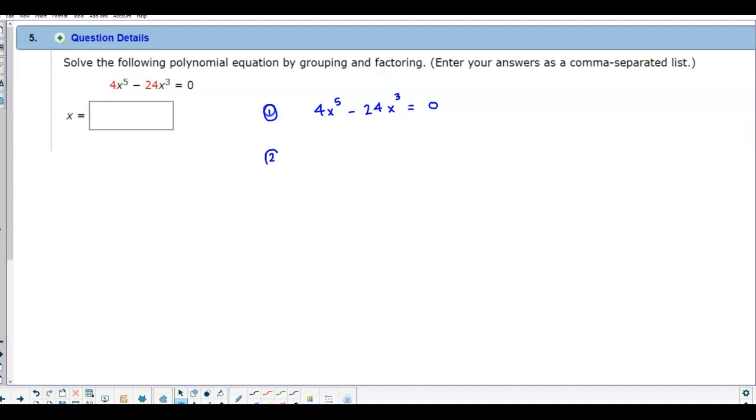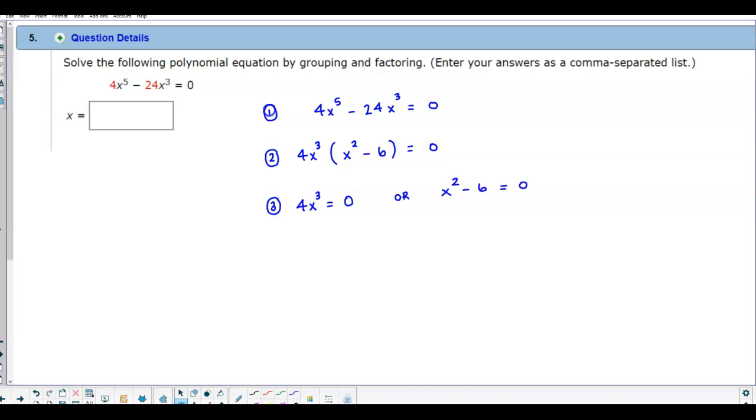Well, we can. We can factor out a 4, and we can also factor out an x cubed. So what's left is we have x squared minus 6, and that's equal to 0. So now in step 3, we're going to use the zero product rule. We have 4x cubed, which is equal to 0, or x squared minus 6, which is equal to 0.